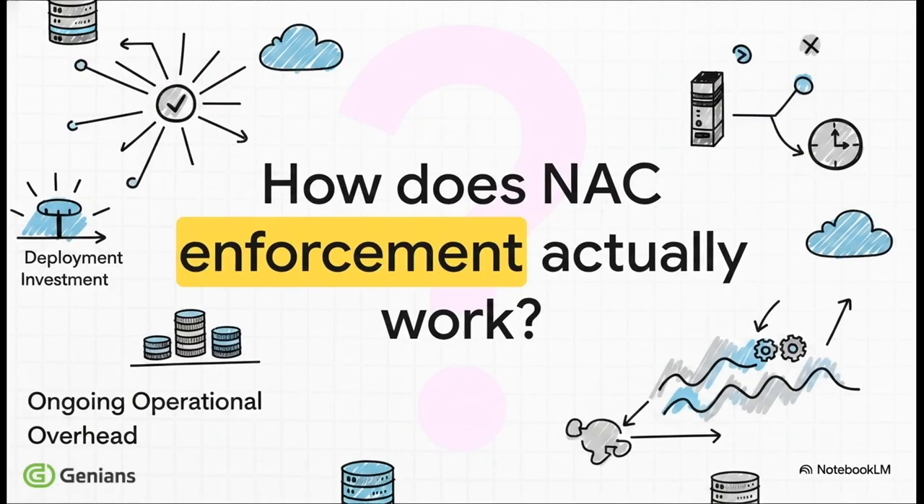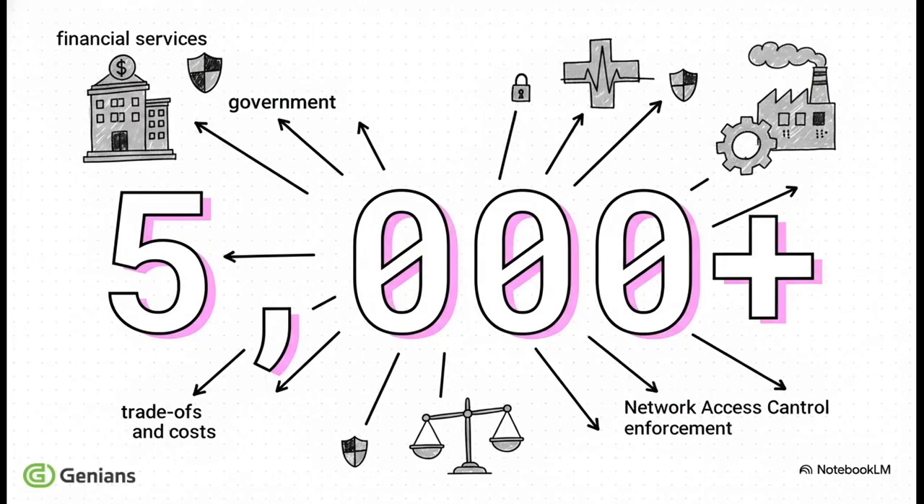So, the choice of an enforcement method has direct consequences. These consequences impact the deployment timeline, the infrastructure investment, and the operational overhead for the system. The information we're covering comes from an analysis of documented outcomes from over 5,000 deployments. These are across sectors that include financial services, government, healthcare, and manufacturing.